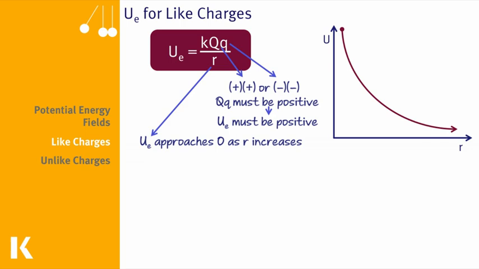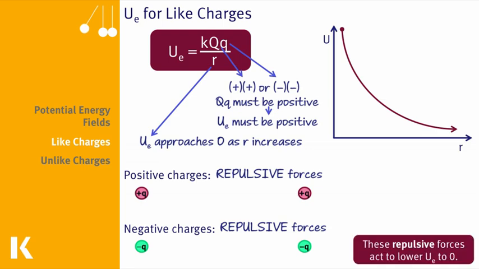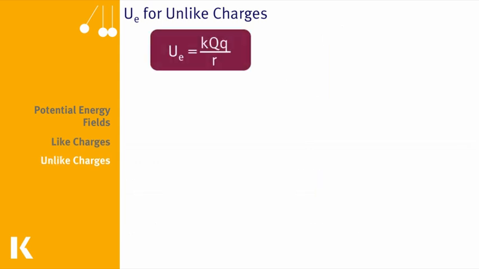The thing in common in this situation, as we have like charges, is that like charges always repel. If we have two positive charges, they will repel one another. If we have two negative charges, they will also repel one another. So as we have repulsive forces, they're trying to lower the potential energy back down towards zero by pushing those two charges apart. The converse situation is to have unlike charges.